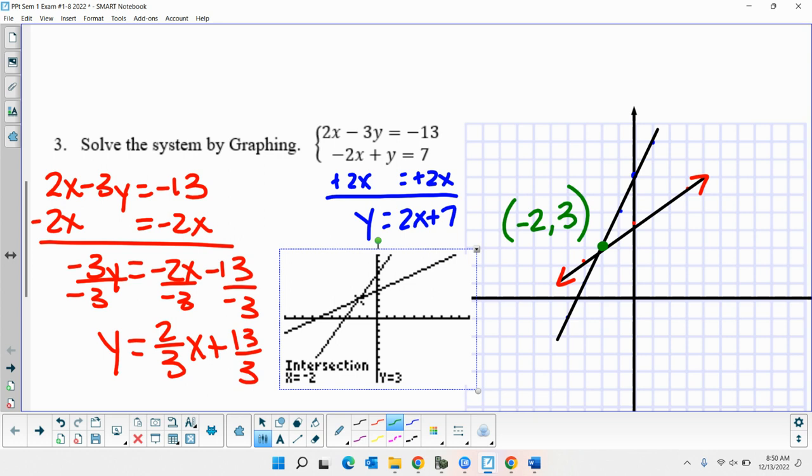Okay? Any questions on the first 3? So if you can use your calculator, you got them, right? Well, if you can get y by itself. No questions? We good? All right.